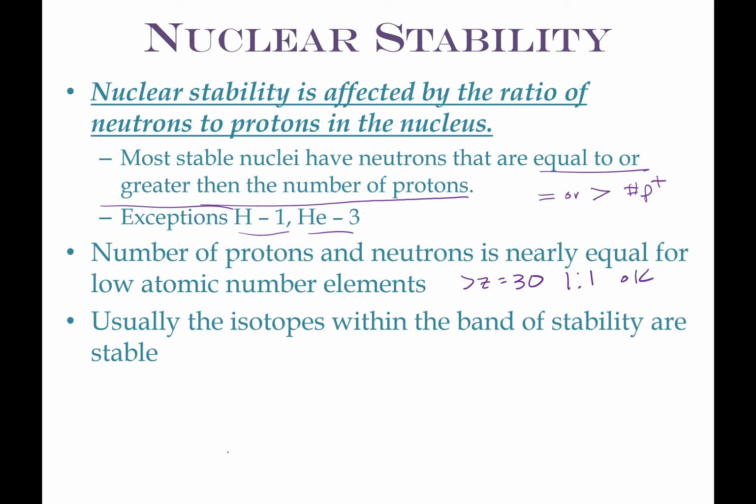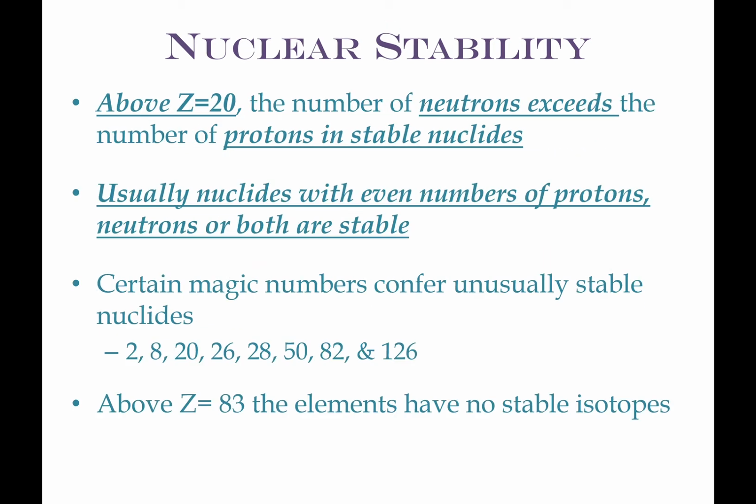But anything within the band of stability, those are usually stable. But anything that's not in the band of stability, we want to get it to the band of stability. So anything above Z equals 20, the number of neutrons exceeds the number of protons in stable nuclei. But we said realistically, without those two exceptions, hydrogen and helium, everybody has a greater number of neutrons than protons. It's going to be at least a ratio of 1 to 1. But usually nuclides, even if they have low numbers of protons and neutrons, are stable when both are even numbers. Even numbers are what we're looking for.